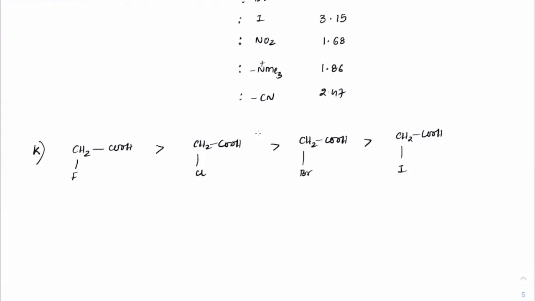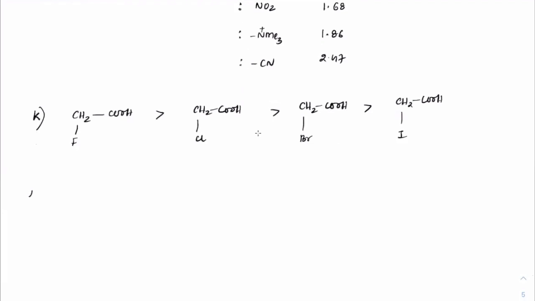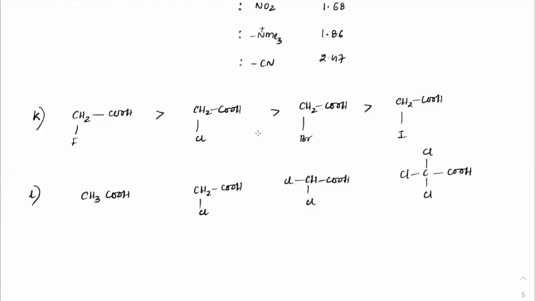Now suppose the number of chlorines or bromines is increased, then what would happen? For instance, if we check out CH3COOH, CH2ClCOOH with one chlorine, CHCl2COOH with two chlorines, and CCl3 with COOH. All three hydrogens have been replaced by chlorine.